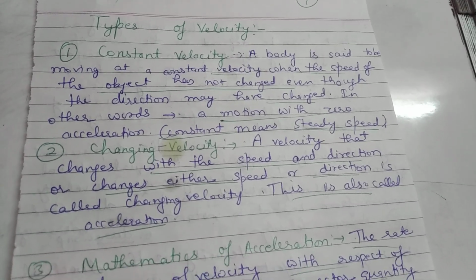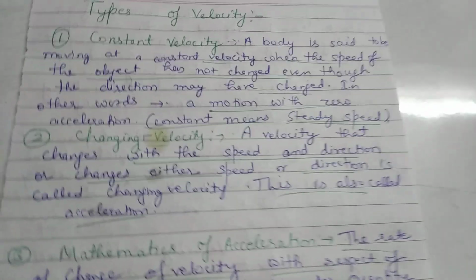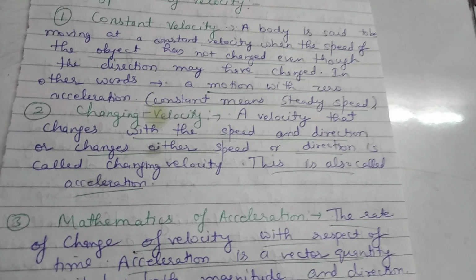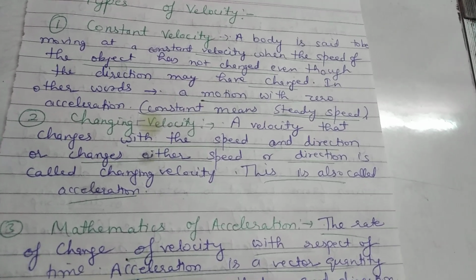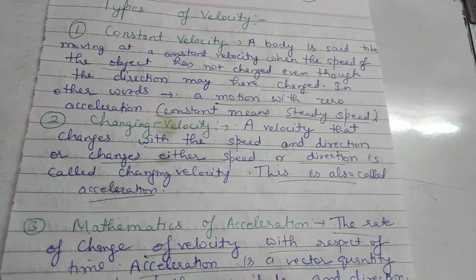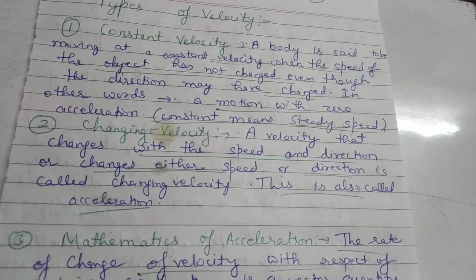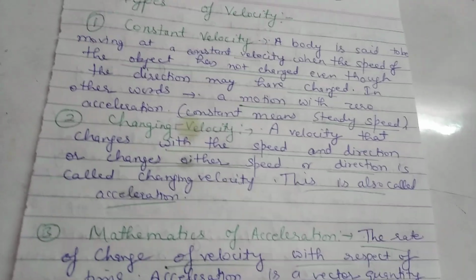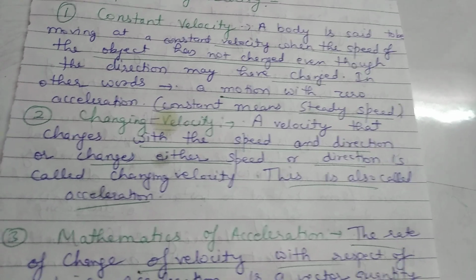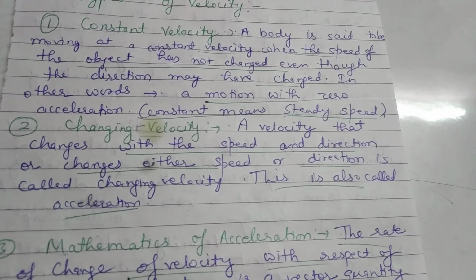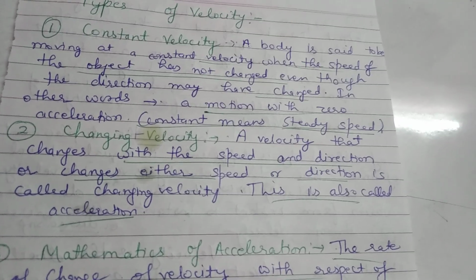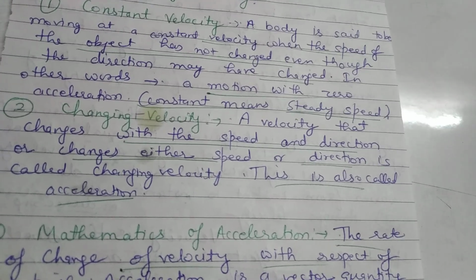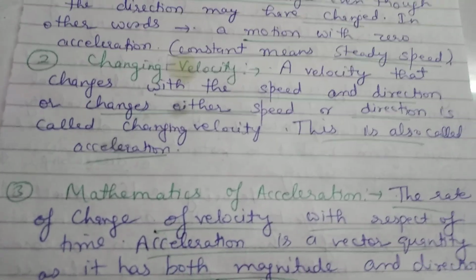Number 2, changing velocity. What is changing velocity? A velocity that changes in speed and direction, or changes either speed or direction, is called changing velocity. It means that when the object's speed and direction change, it is called changing velocity, and it is also called acceleration.